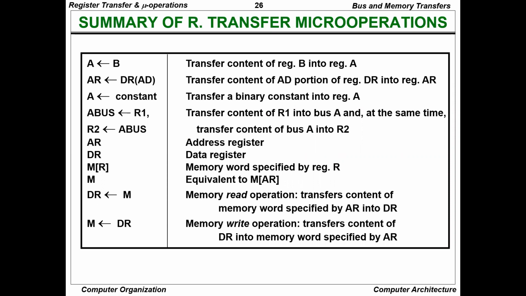Then this is a kind of a summary of what is being done. For example, B into A, transferring the contents of register B into register A. The next one you can see is transferring the content of AD portion of the register DR into the register AR. ये बड़ा इंपॉर्टेंट है. DR is the data register and AR is the address register. तो अगर हम उसका एरिया स्पेसिफाई कर रहे हैं तो सिर्फ उतना पार्ट ही कॉपी होकर AR के अंदर जाएगा.